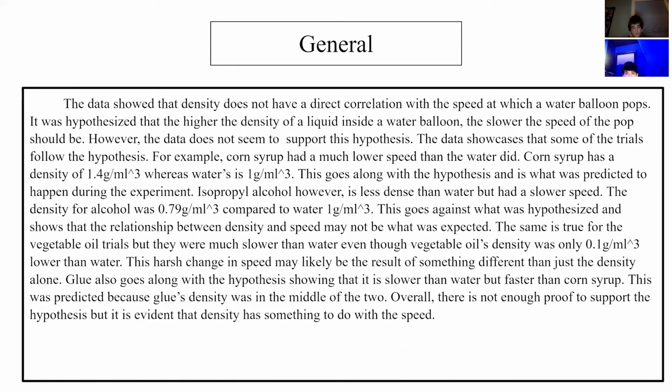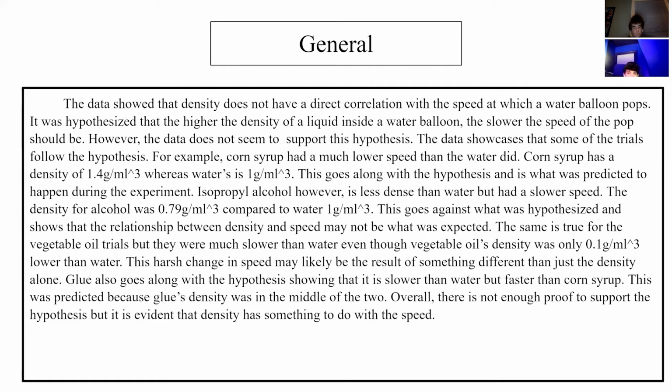For example, corn syrup had a much lower speed than the water did. Corn syrup has a density of 1.4 grams per milliliter, whereas water is only 1. This goes along with the hypothesis and is what is predicted to happen during the experiment. Isopropyl alcohol, however, is less dense than water but had a slower speed. The density for alcohol was 0.79 compared to water, which is 1.